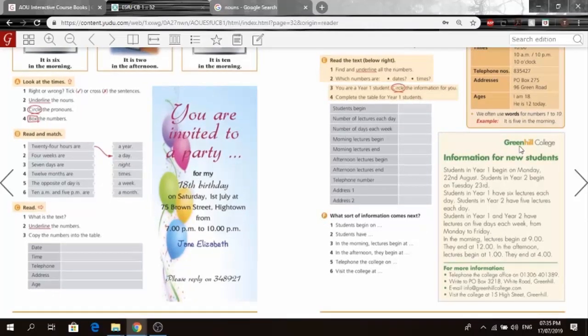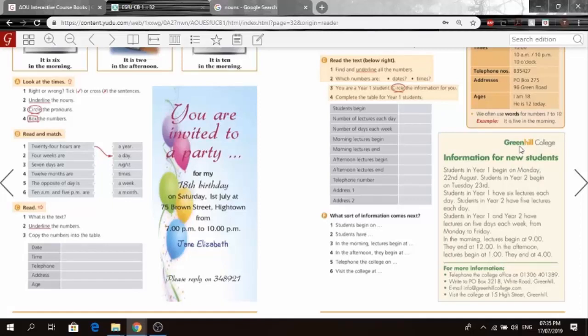Green Hill College. Information for new students. Students in year 1 begin on Monday, 22nd August. Students in year 2 begin on Tuesday 3rd. Students in year 1 have 6 lectures each day. Students in year 2 have 5 lectures each day. Students in year 1 and year 2 have lectures on 5 days each week, from Monday to Friday.